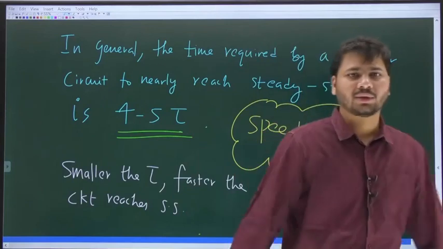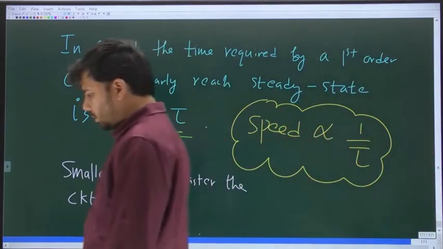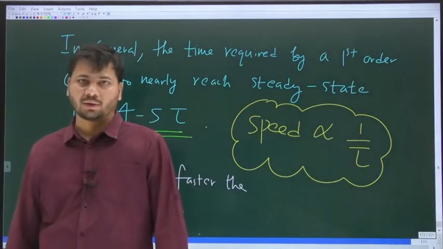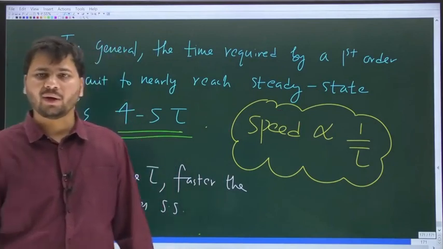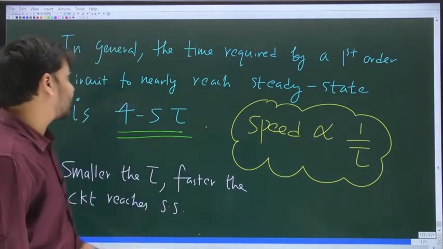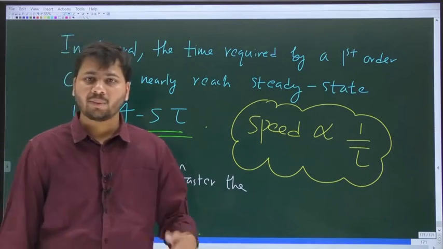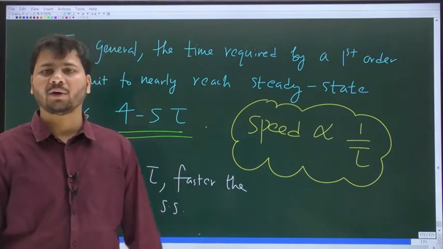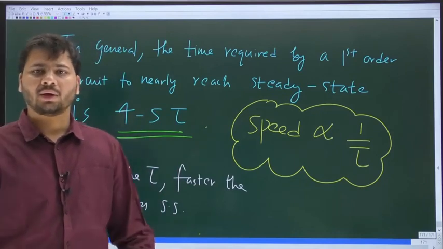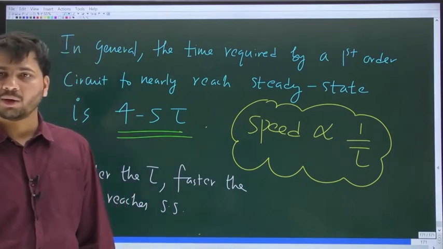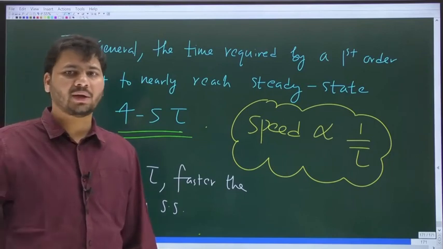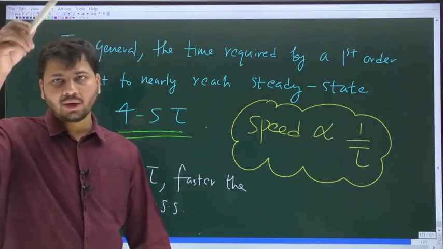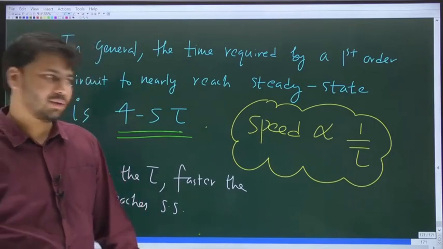So what did we discuss so far? We have discussed the source-free RC circuit, which does not have any independent sources. In a source-free RC circuit, the cap will always get discharged through the resistor, and after a long time the cap will get fully discharged. The voltage across the cap will eventually become zero. So from its initial voltage of Vc of 0, it will exponentially decay to 0. That's all, okay?